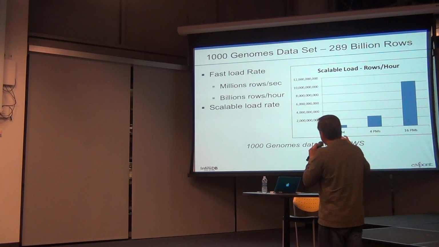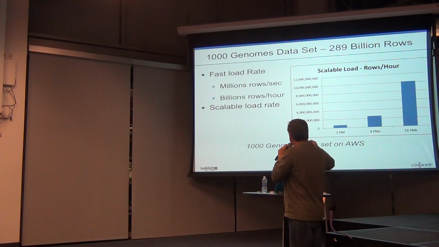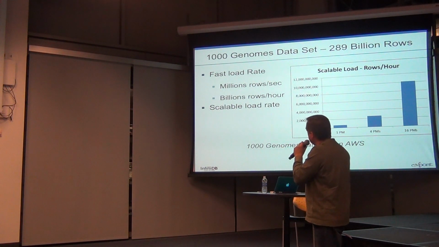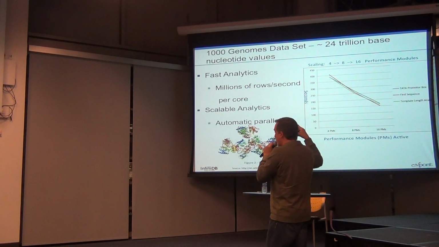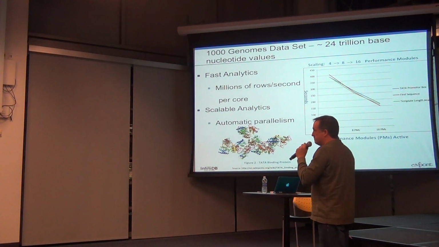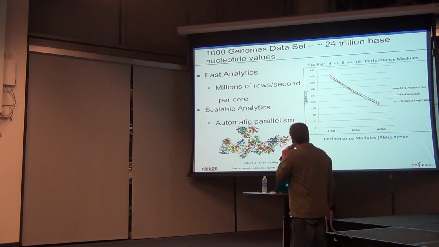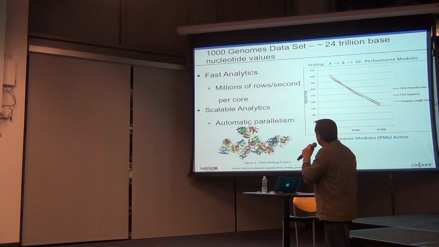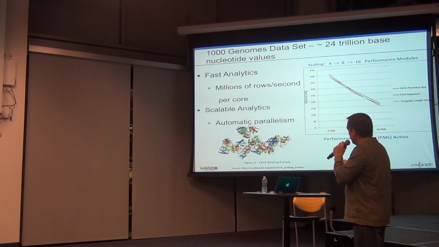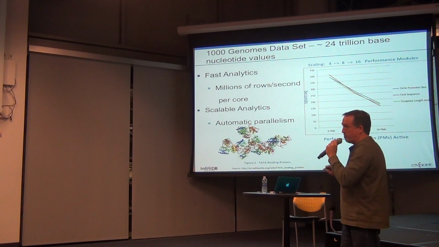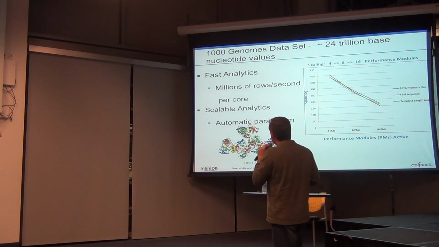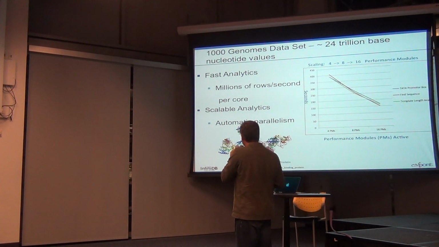This is just an internal benchmark we've done against loading the 1,000 Genomes data set. This is a load rate with 1, 4, and 16 performance modules. The load rate easily hit millions of rows per second, millions of rows per hour. We ran some queries against this analytic 1,000 Genomes data set, and we're looking for the linear scale-out right here as we go from 4 to 8 to 16 performance modules. The underlying metrics are that we were hitting millions of rows per second per core processed through these queries. So it's a scalable analytics engine.